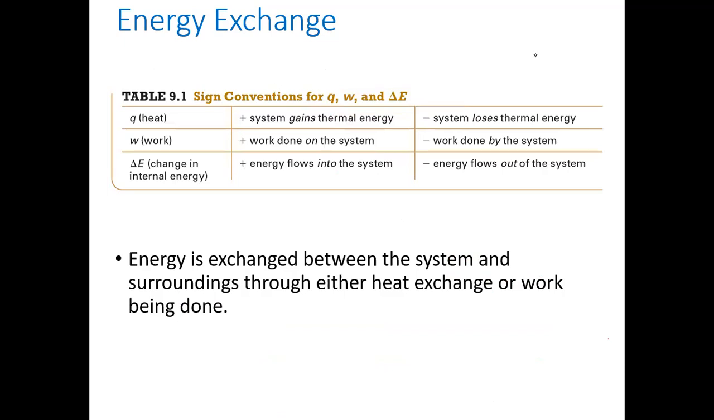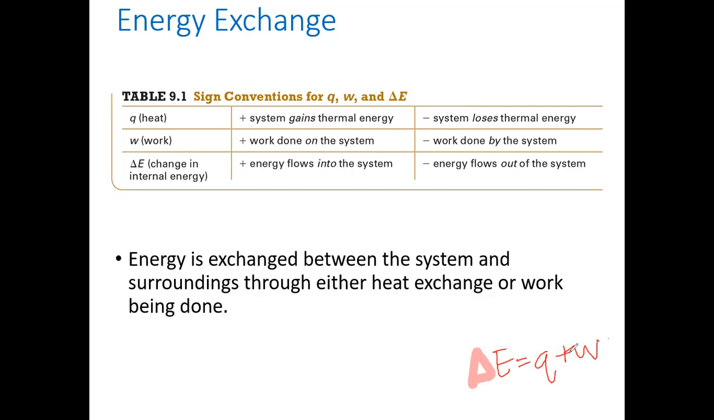All right, so one type of problem that we'll come across when we're looking at finding our delta E is a very simple one, where I tell you something about the work and the heat, and you simply plug it into the Q plus W equation, okay? So what you need to know is the sign convention for Q, W, and delta E, okay?